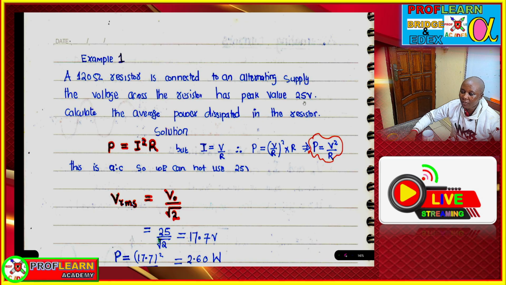So whatever we have here is voltage. If we have this voltage here, it means we cannot use it, because this is the peak value of alternating current and it keeps on fluctuating. So we need to work out the root mean square, which is the value of direct current that will deliver the same power as this alternating current we have here.